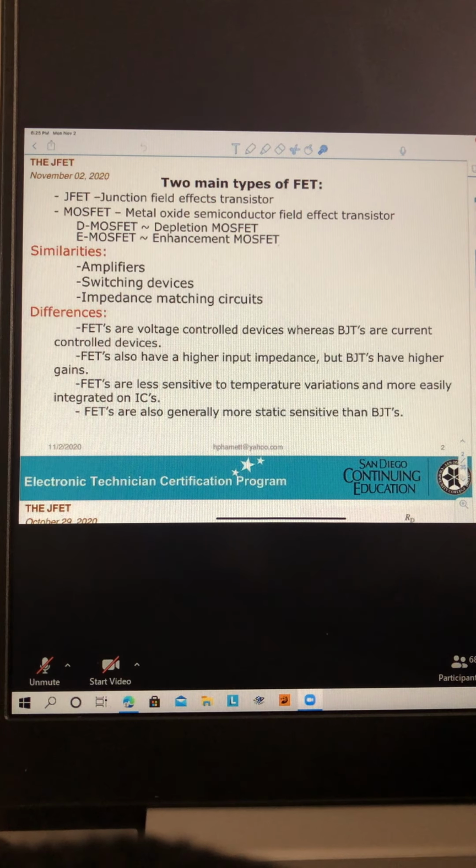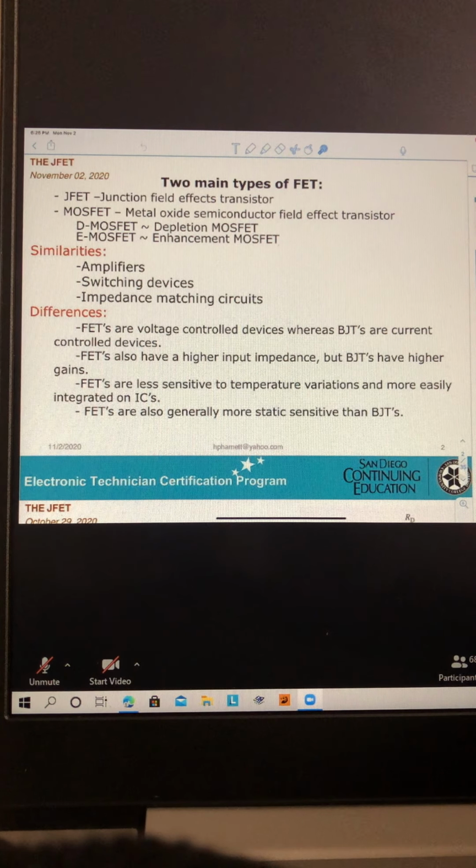FETs are voltage controlled devices, while the bipolar is a current controlled device. That's very important. You must memorize it. They will be asking you. FET also has a higher input impedance, but bipolar has a higher gain. If you want more gain, you use bipolar. But if you want to deal with the impedance, then the FET will be the good one.